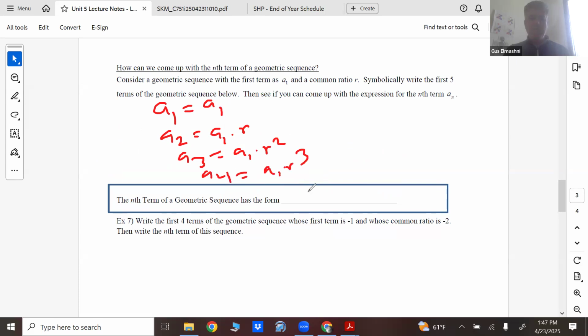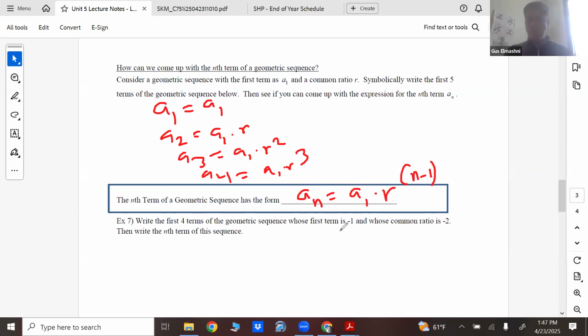So can I come up with a general formula? Good. Yep, you got it. Good work. Make sure my R's and N's don't blend in. So A1 times R raised to the n minus 1 power. Okay, pretty straightforward, right? Now write the first 4 terms of the geometric sequence.